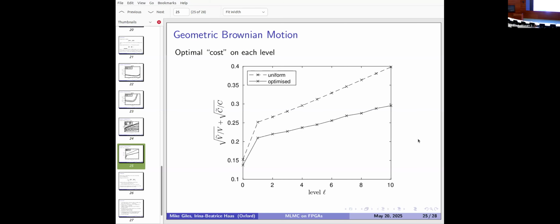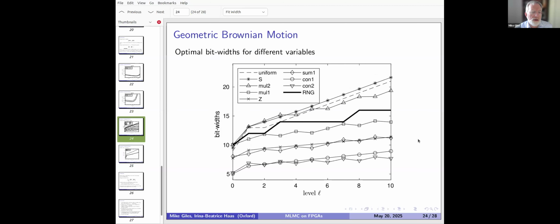So having sort of buckets of such optimization rather than every individual operation. Okay, so yeah, this really comes from this slide. Oh yes, I forgot to note this. There's a dashed line there, very near the top, which is the uniform one. That's the number of bits on the different levels when all the variables have the same number of bits on that level.